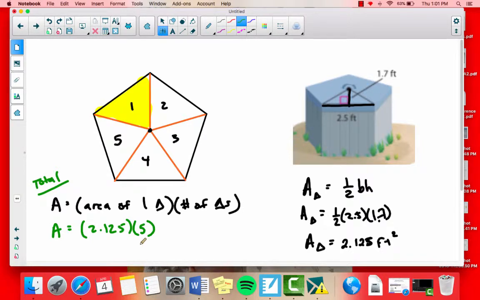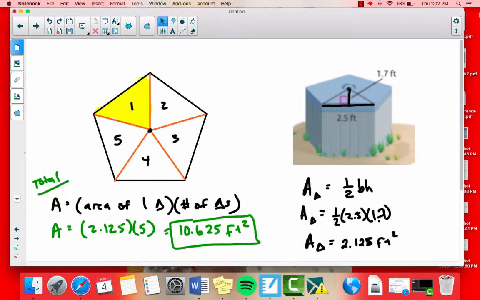And when I multiply that out, we're going to get times 5, 10.625, and that would be in feet squared. So there's our total area, and now we're done. Now you could do this every single time. You could take a regular polygon and find the area of one triangle and then multiply it by the number of sides. However, to shortcut it a little bit, they have created a specific formula for all regular polygons. That way you're not having to work with different triangles and different measurements. And also they're not always going to give you the same information each time.